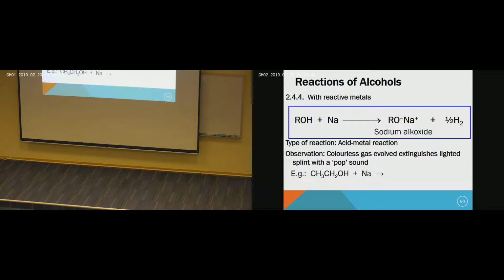So you are expected to know how to balance this equation. Given ethanol reacting with sodium, you get sodium alkoxide, which is the generic name. So if it's ethanol, what do you think is the name? Sodium what? Ethoxide. And H2 gas. For those interested, the name is sodium ethoxide.